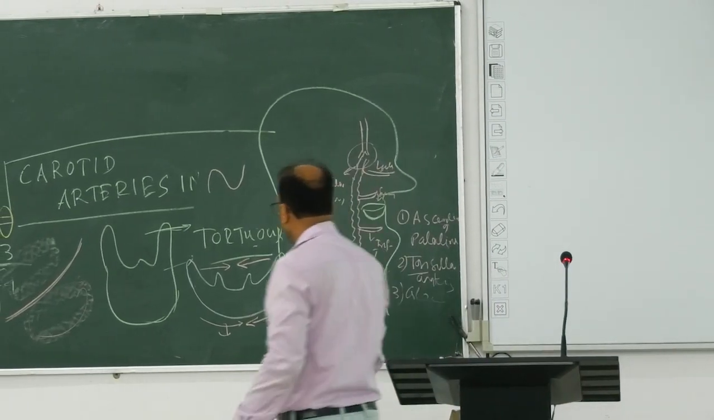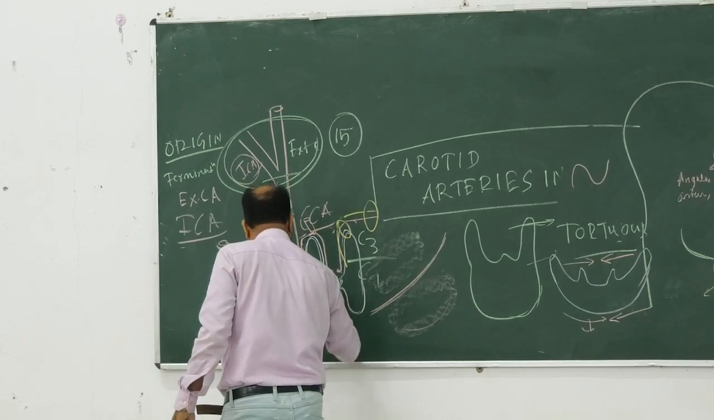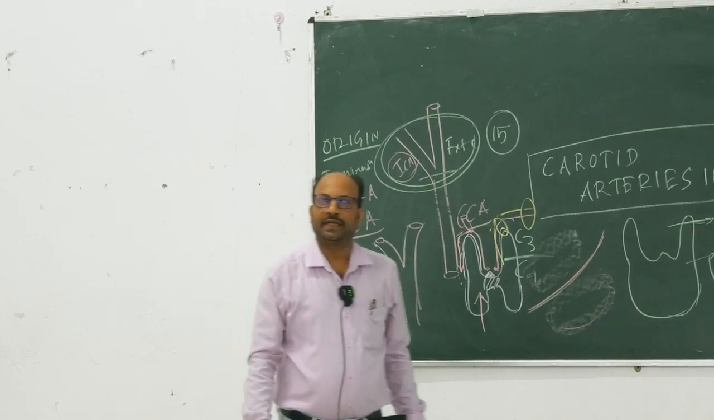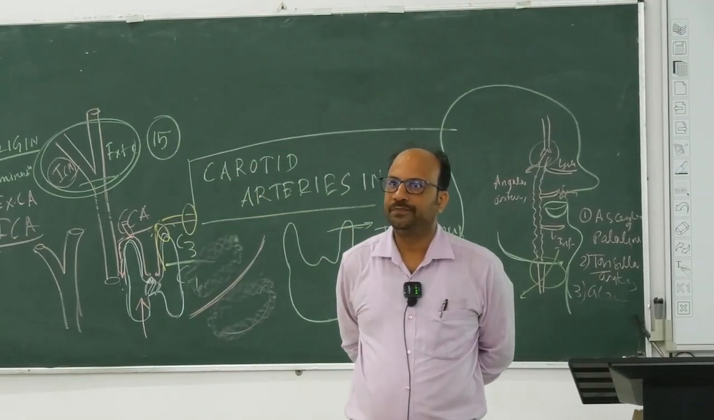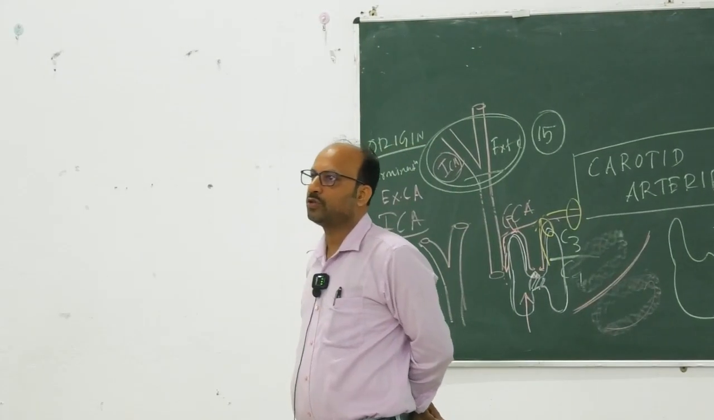ঠিক একই ভাবে নিচ থেকে inferior thyroid artery, কার ব্রাঞ্চ? এটা কে বলতে পারবে? কার ব্রাঞ্চ? ইনফিরিয়র থাইরয়েড আর্টারি, এক্সটার্নাল ক্যারোটিড। ইনফিরিয়র থাইরয়েড আর্টারি কার ব্রাঞ্চ? এনিবডি? মাসুদ?